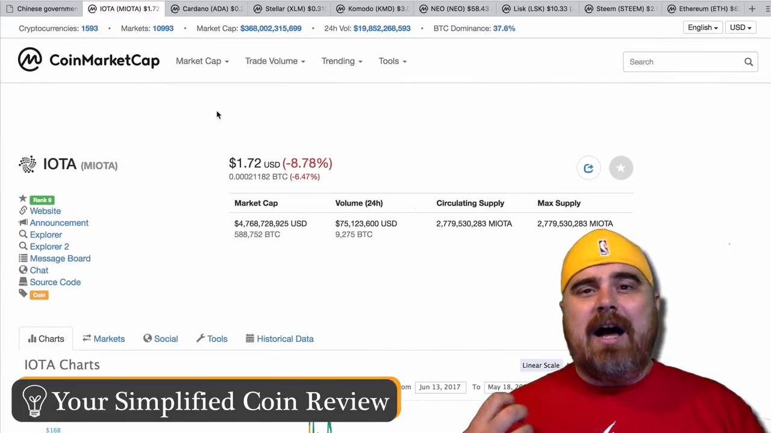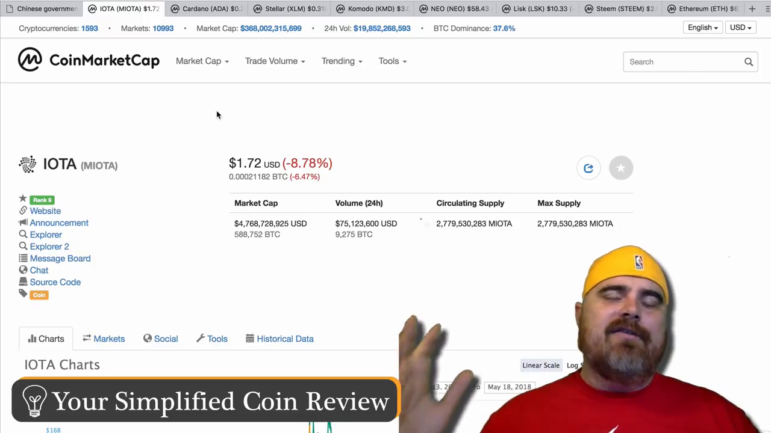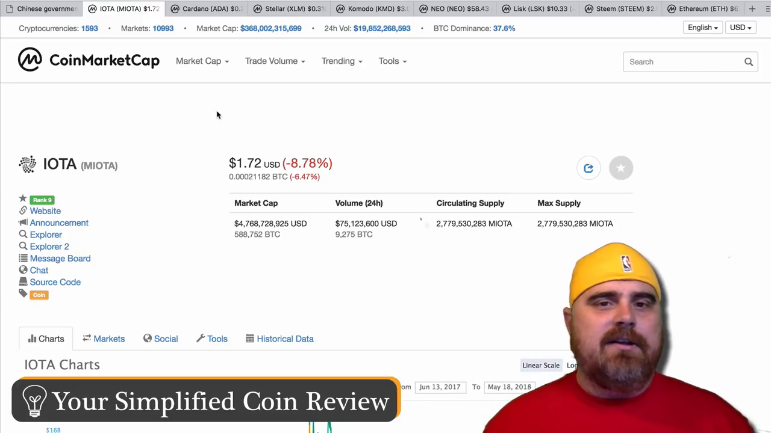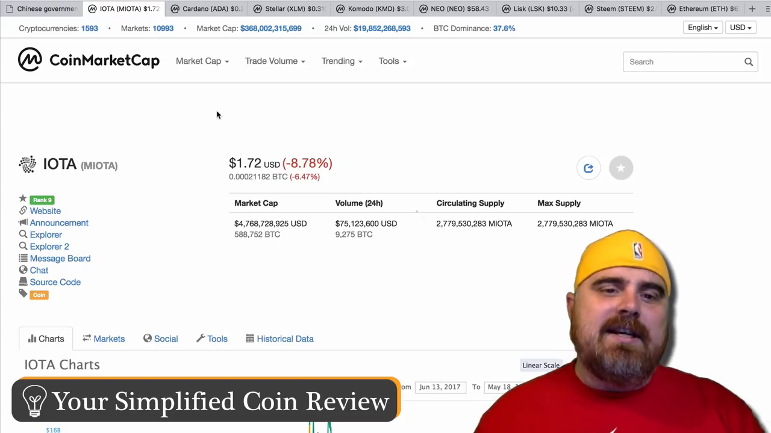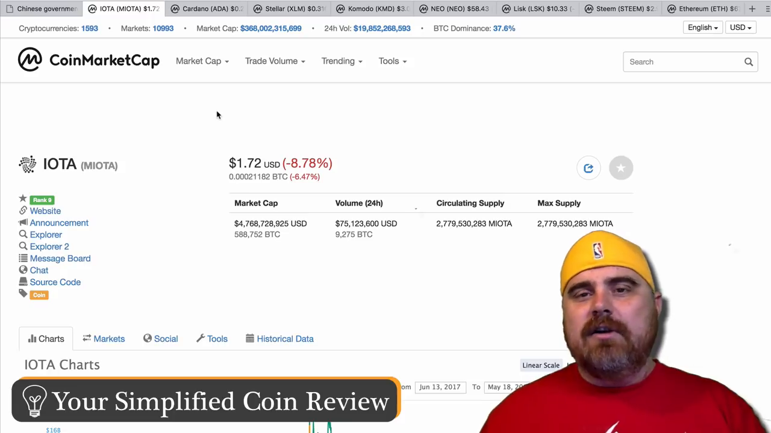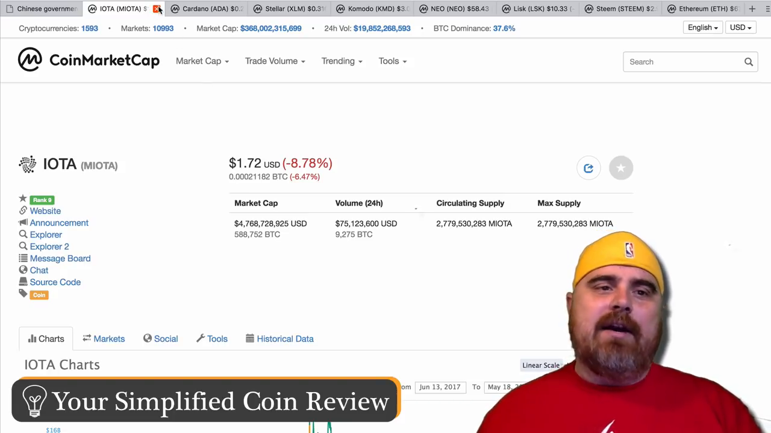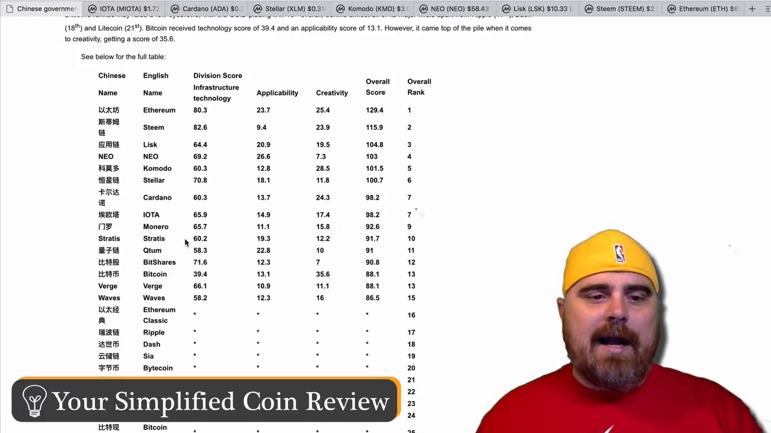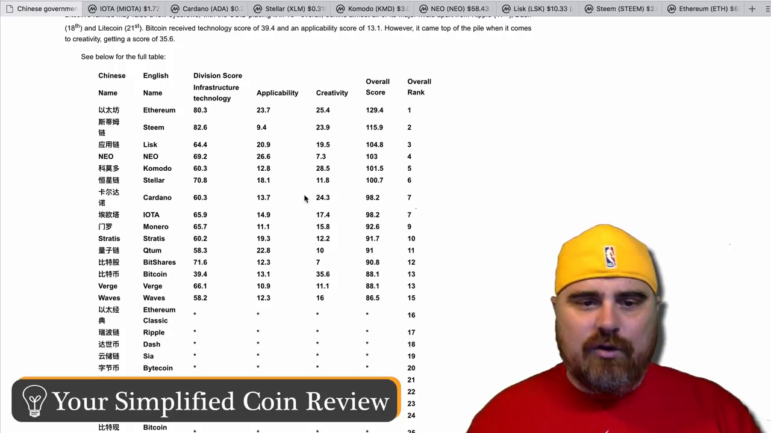The question with IOTA is, will they be the final Internet of Things? It's similar to the Monero privacy discussion. Will they end up being the Internet of Things coin of choice? So I think that's yet to be seen. So IOTA has a lot yet to prove. So I feel like they really ranked it pretty dead on accurate here. As far as creativity, they gave it a 17.4, which is one of the higher scores. And I think that's probably pretty accurate.